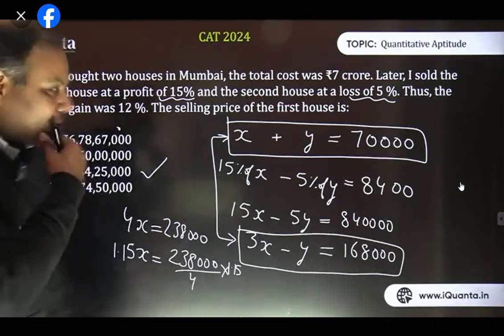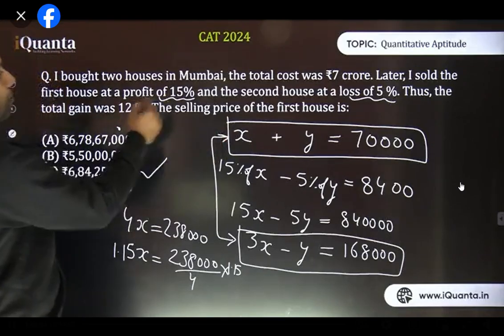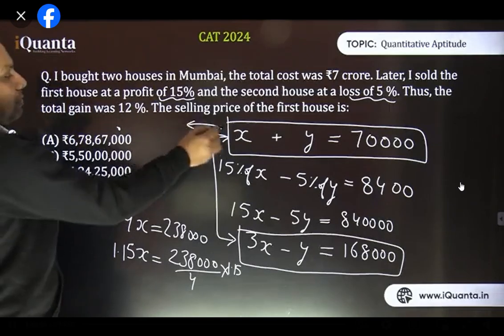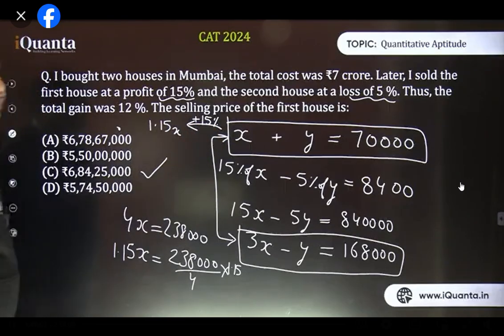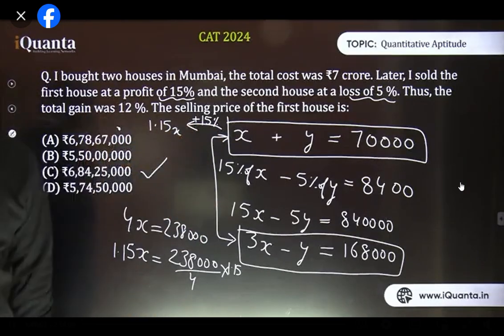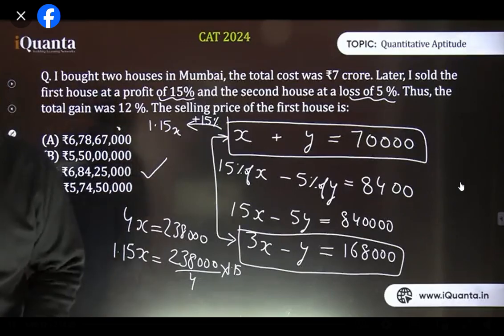Rutuja is asking how 1.15. Arey Baba, is there a 15% profit on x? So if CP is x, then SP will be 1.15x because 15% profit is there. Right? Because of the 15% profit, this is the thing. So basically these were two equations and we have to solve that. So that's one of the methods. Many of you have used that. I have done the same thing.